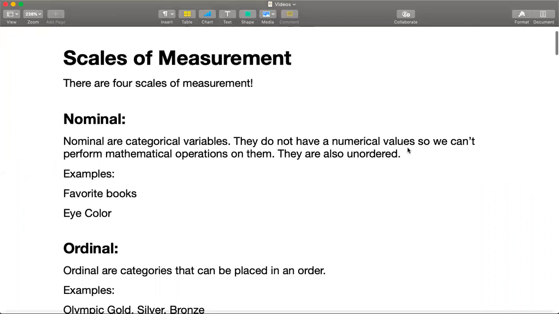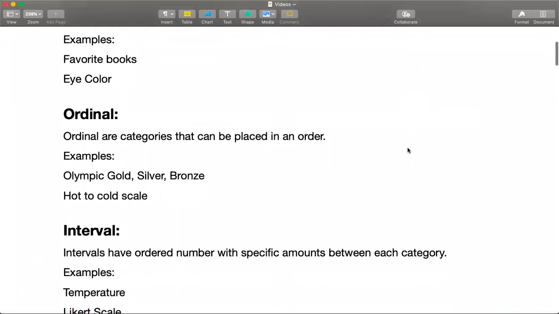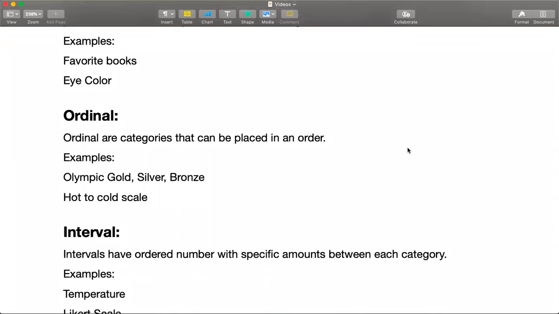The next scale of measurement is going to be ordinal. Now, ordinal are also categories, but they can be placed in an order. So that's the big difference between nominal and ordinal, is that ordinal has an order to it. An example is like the Olympics we just watched. There are gold, silver, and bronze medals. While we have that silver is above bronze and then gold is above silver and bronze. So there is an order to those, even though they're categories and not necessarily numbers.